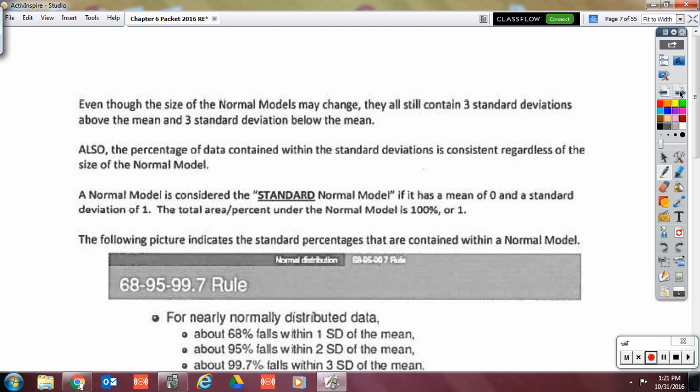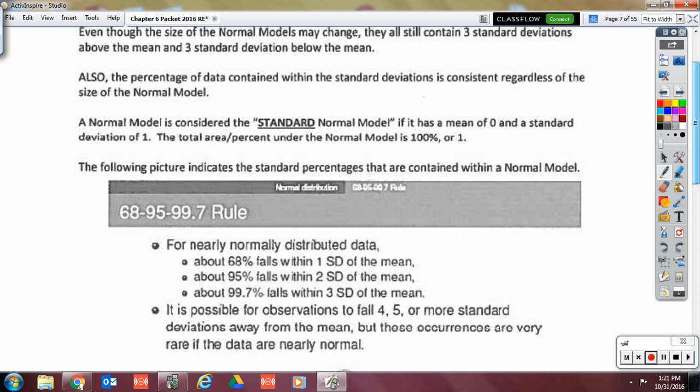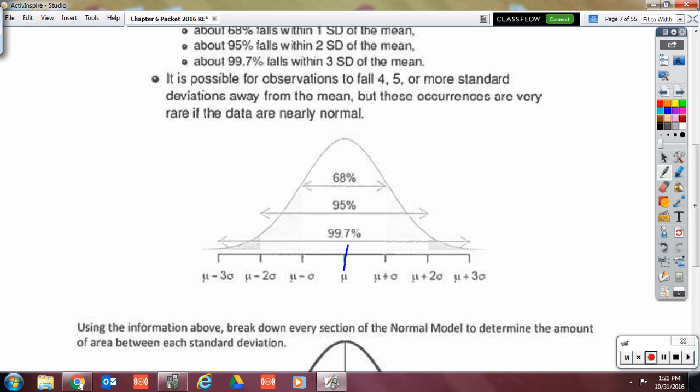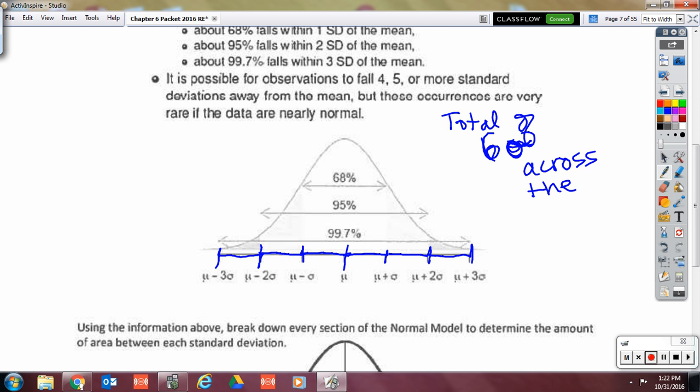Now, even though the size of the normal model may change, they all still contain 3 standard deviations above and 3 standard deviations below the mean. Okay, so we're going to look at that picture down here real quick. See this picture? Here is the mean. Here is plus 1 standard deviation, plus 2, plus 3. And then you go down 1 standard deviation, down 2, down 3. So that is a total of 6 standard deviations across the normal model.